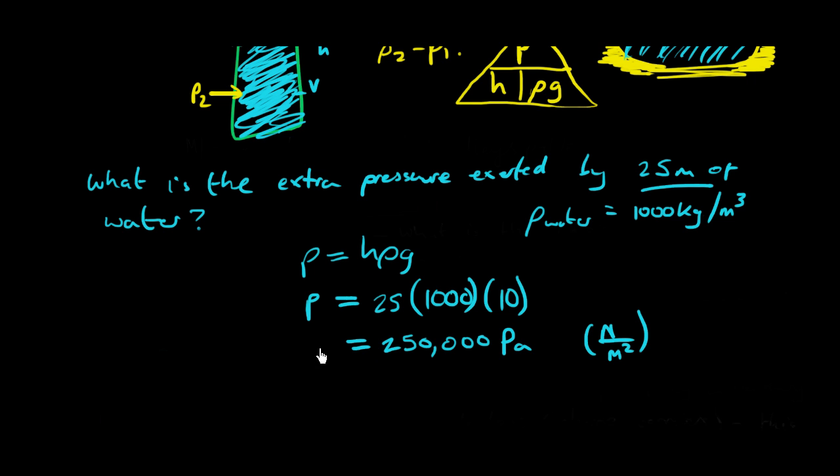So we found out the pressure at 25 meters of depth. So that's how many newtons would operate on each meter squared. And it would be operating from every direction, remember that?